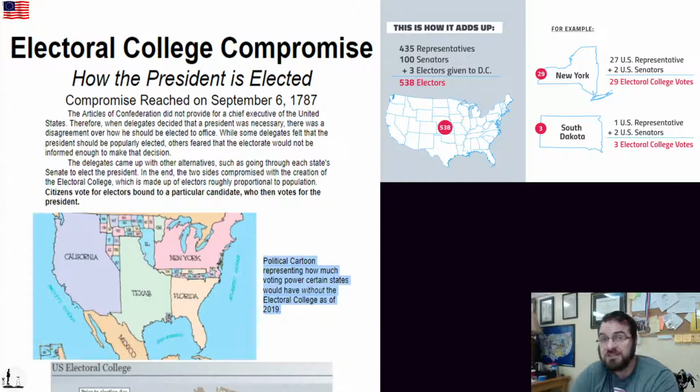27 is 26 larger than 1. 27 plus 2 will be 29. 29 minus 3, there you go. The difference is a little bit closer.